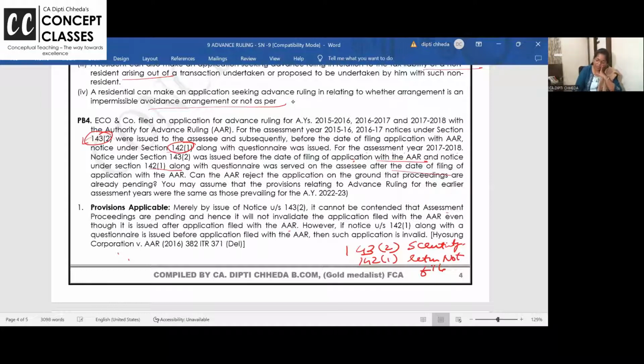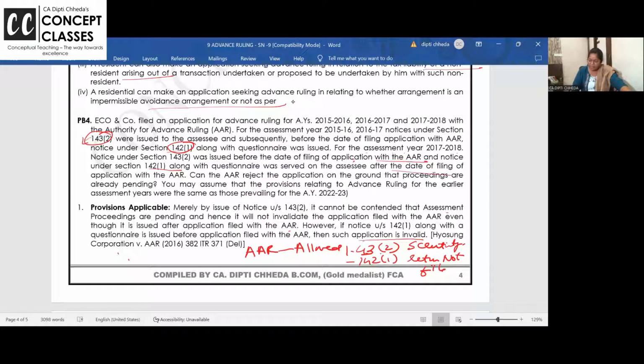But if you get a 142(1) notice and you are proceeding on that, and then you go for AAR, it's not allowed. If a notice under 142(1) along with questionnaire is issued first, asking for all this information about your books or anything extra related to the return of income, then an application to the AAR is invalid. Is it clear? 143(2) scrutiny notice, AAR allowed. I literally want you all to remember this because I told you in 2 different ways they have asked this question.